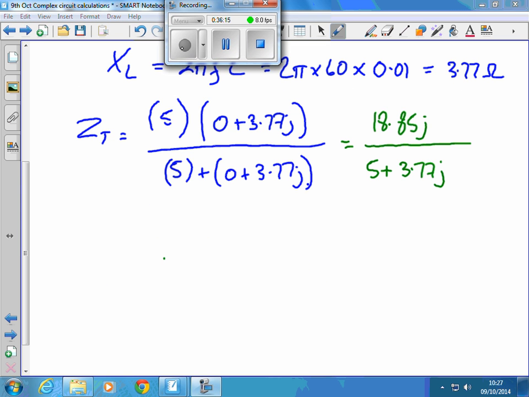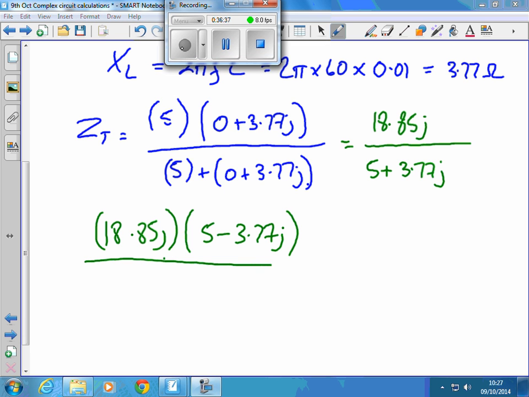So from this point, having multiplied the top and added the bottom, we've now got to multiply this out to get rid of the J term underneath. So we've got to do 18.85J multiplied by 5 minus 3.77J. We've got to do that on the top. And on the bottom, 5 plus 3.77J times 5 minus 3.77J.